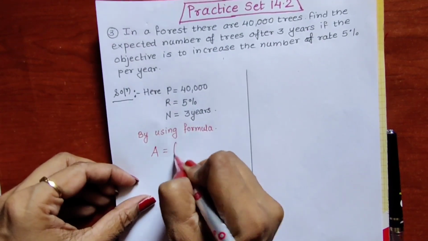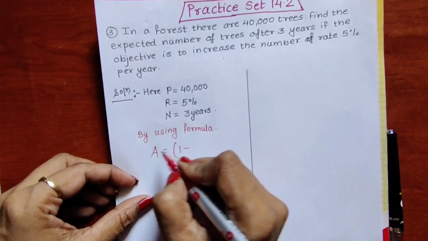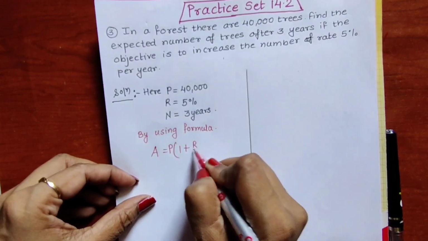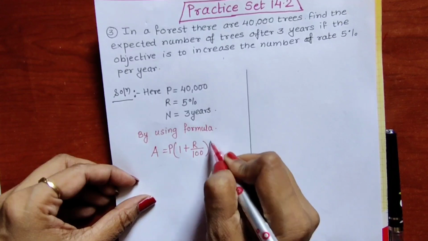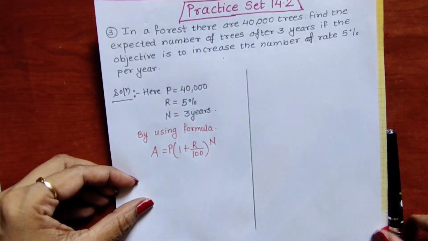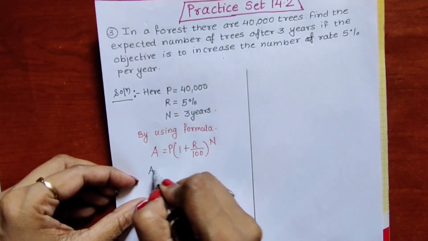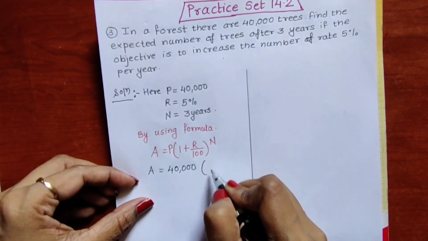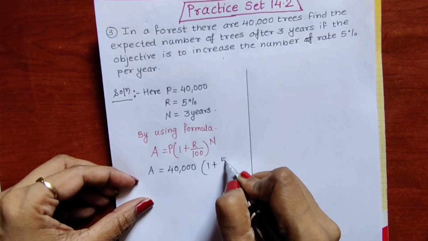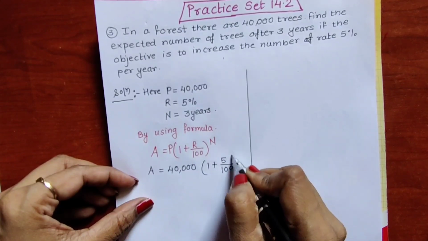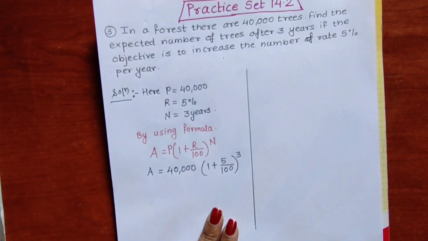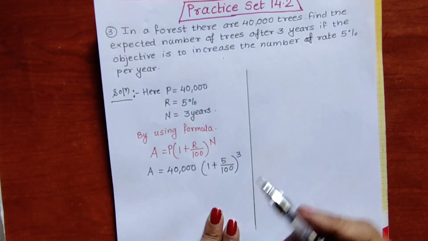A is equal to P in brackets 1 plus R upon 100 raised to N. Now we will put the values. A as it is, P value is 40,000, 1 plus R is 5 upon 100 raised to N is 3. Now see children, this 5 and 100 can be cancelled. So I am going to cancel here.